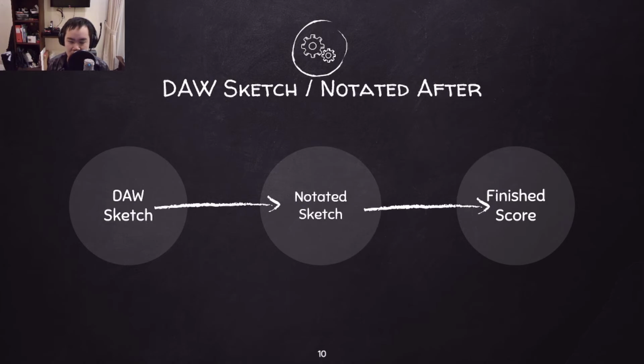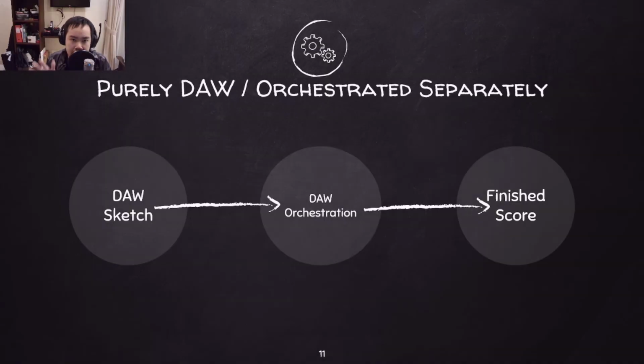Or if you're really experienced, you probably know already what each instrument's capable of. Refine, and then you have your finished score. And that's the typical workflow of the DAW sketch, notate after workflow. Lastly, the purely DAW, the one I personally do.